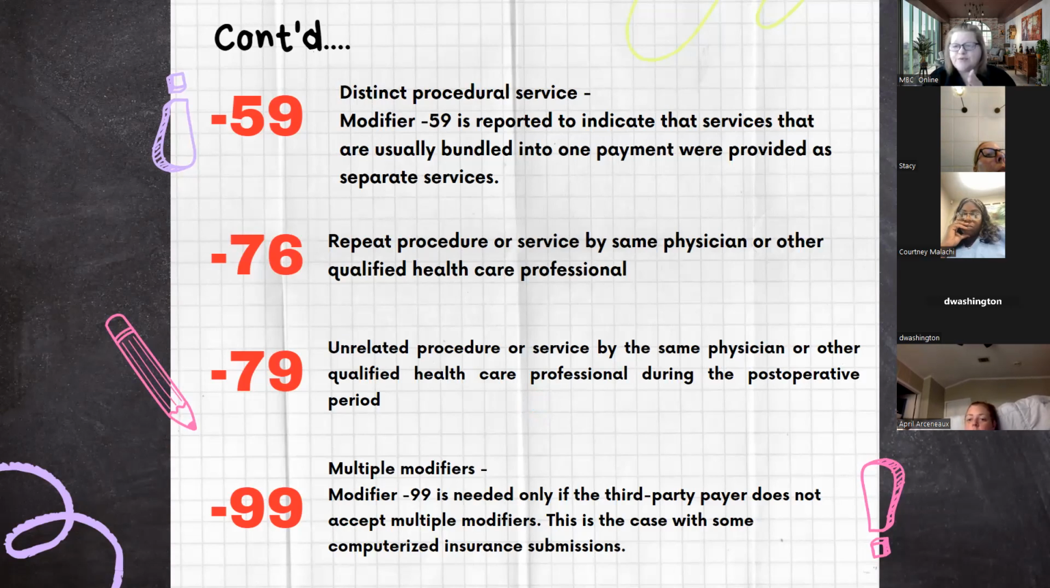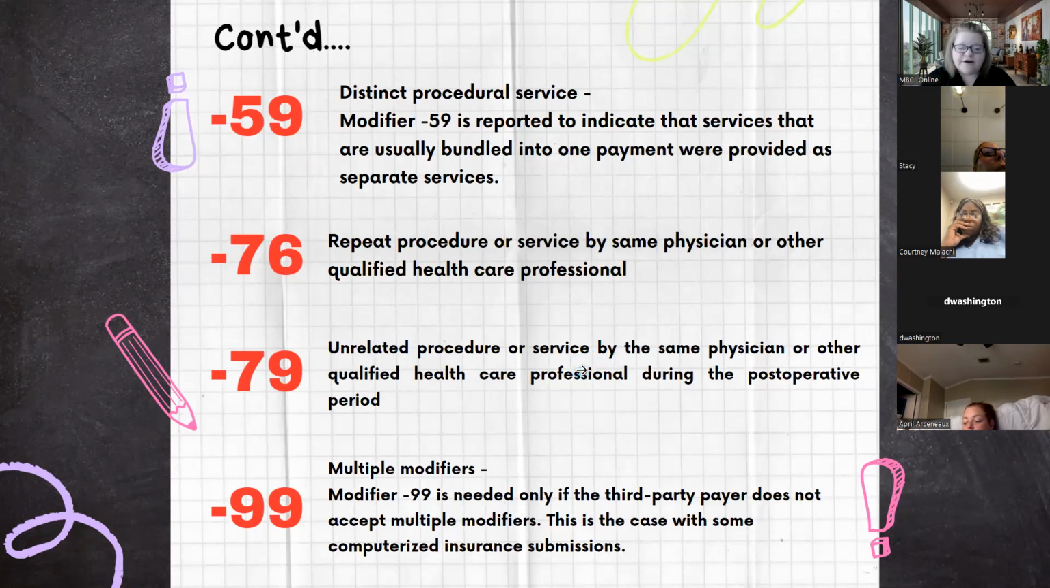This is going to be attached to your procedure code, not your E&M code. Like Danielle was saying, modifier 59 is to indicate, or I'm sorry. Strike that. That's not what she said. But for 79, it's on a procedure or a service, not an E&M code. And it's going to be the same physician or another physician in that group or that clinic.